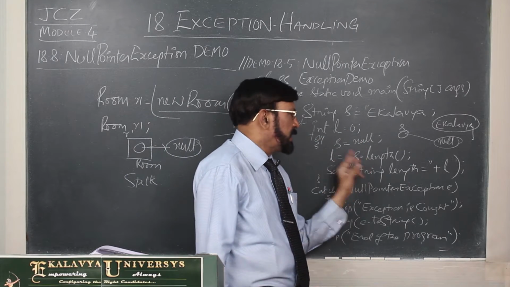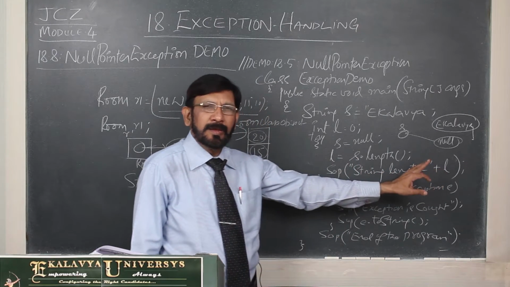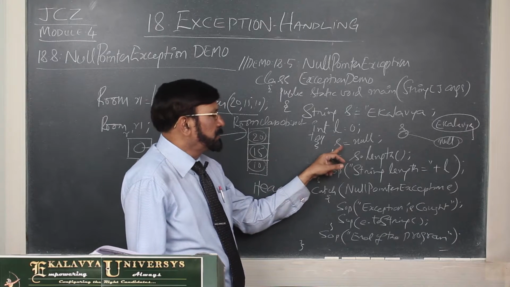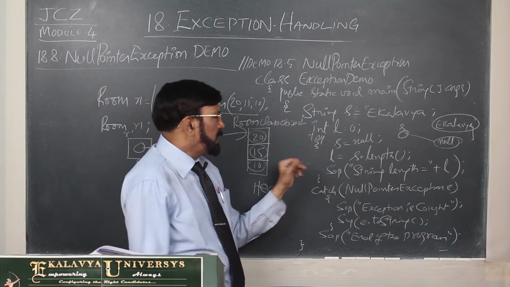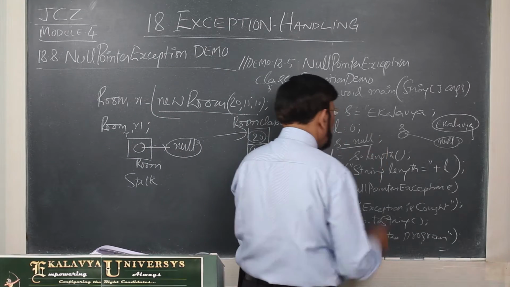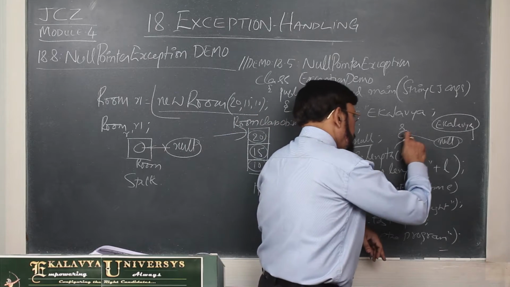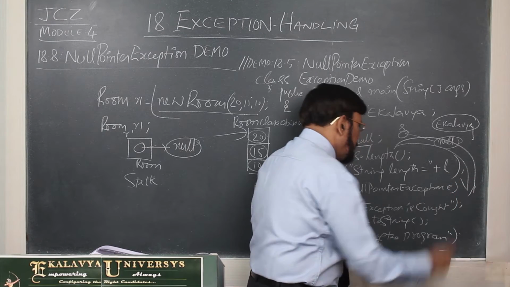As a result of that, what happened? Here, the SOP statement we have written is to print the length of it. The problem is, if this statement is not there, it is correct and no exception is thrown, but as a result of this statement, one exception is thrown from here. Now just imagine this, one exception is thrown.